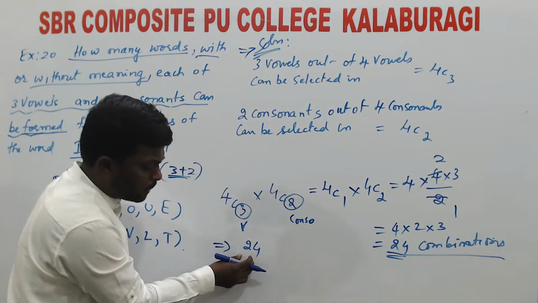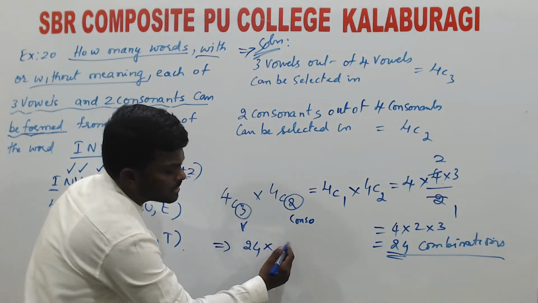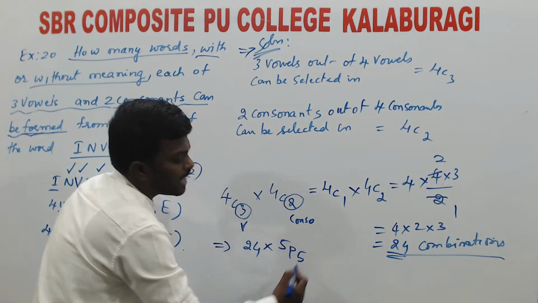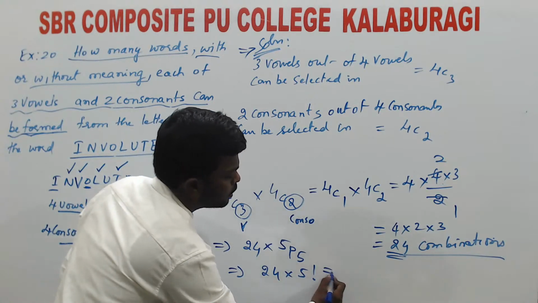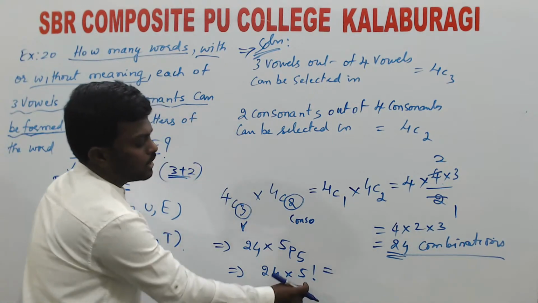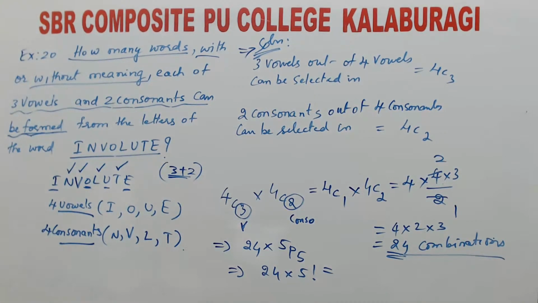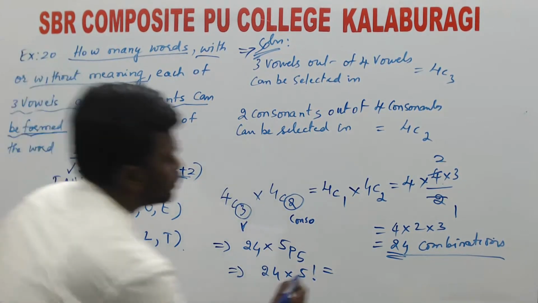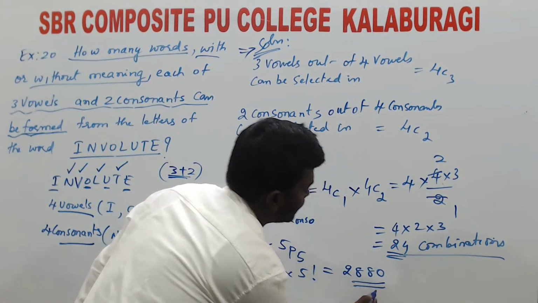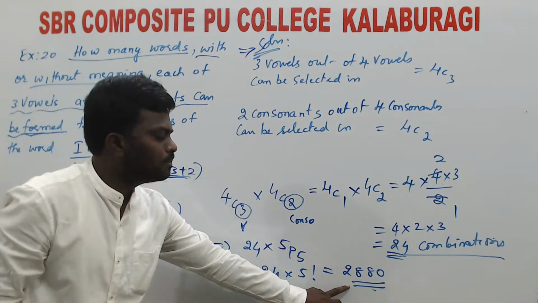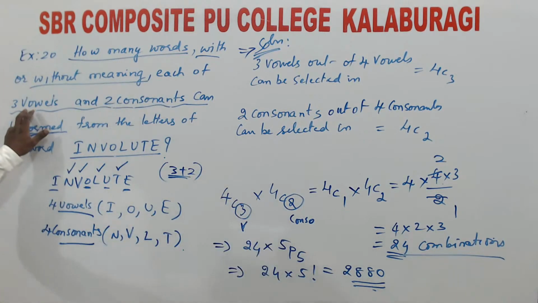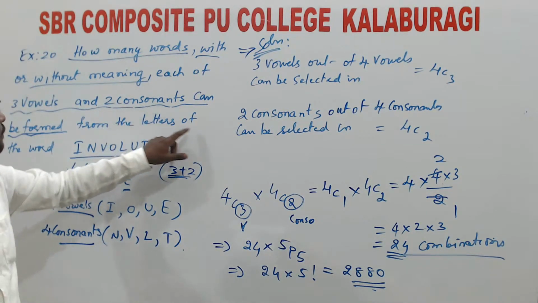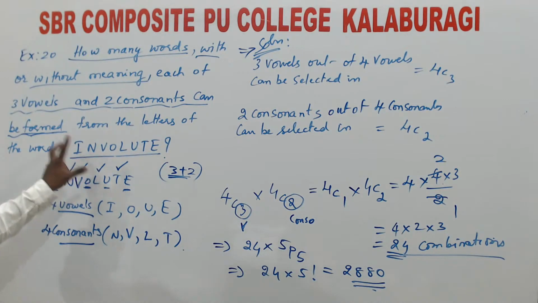So for 24 combinations, the 5 letters can be arranged in how many ways? 5P5 ways, which implies 24 into 5 factorial. 5 factorial is 120. So 120 into 24 will be 2880, right? So these many words we can form using 3 vowels and 2 consonants from the letters of the word involute.